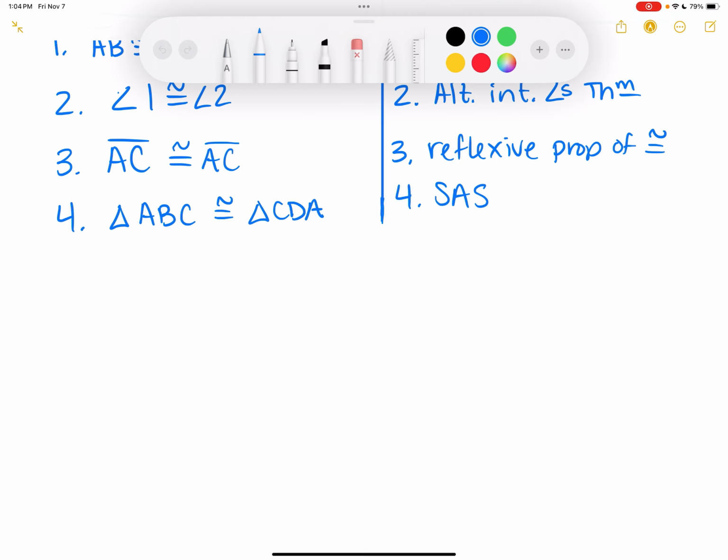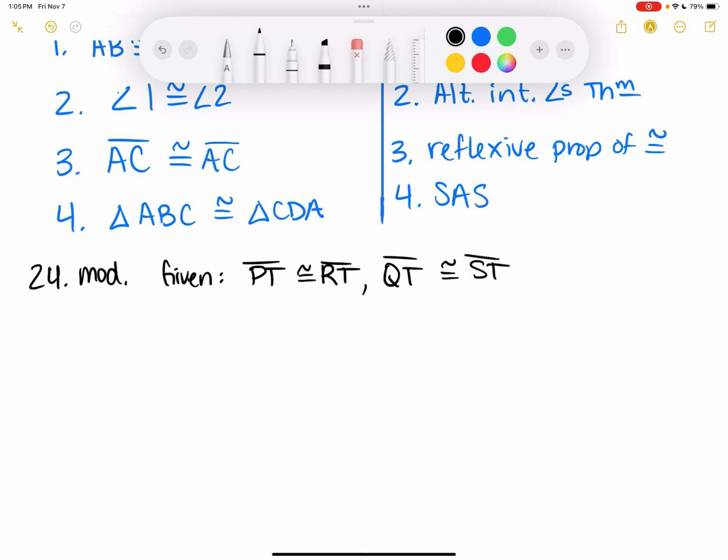So the next proof, it says to use a paragraph proof, but as I've said, we're not doing that, so I'm modifying number 24. And when you do 23, it'll be the same thing, but modified. We're going to do a 2-column proof. The given is that PT is congruent to RT and QT is congruent to ST. And we're proving that triangle PQT is congruent to triangle RST.